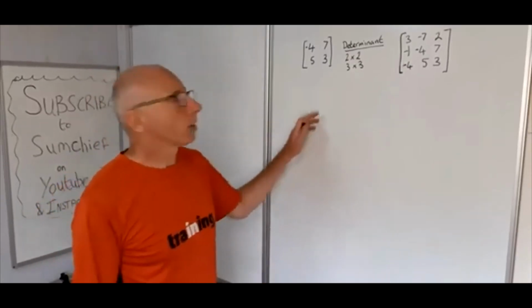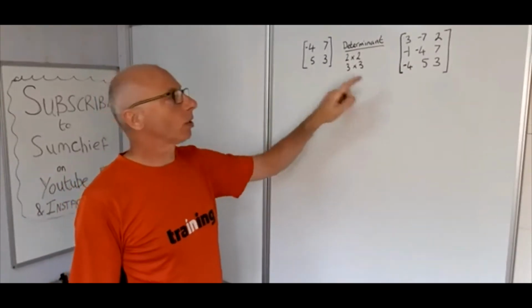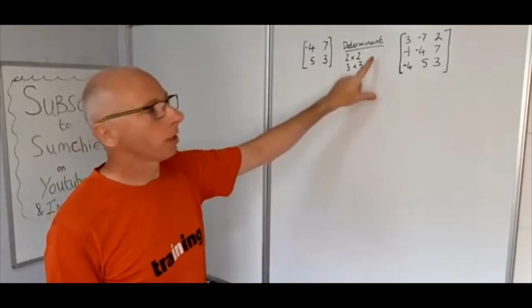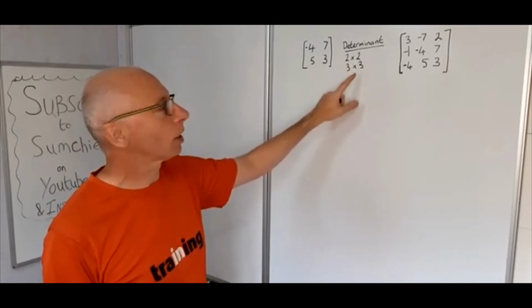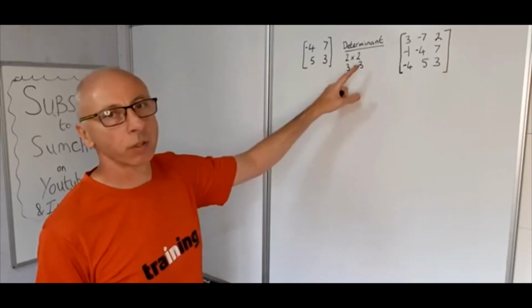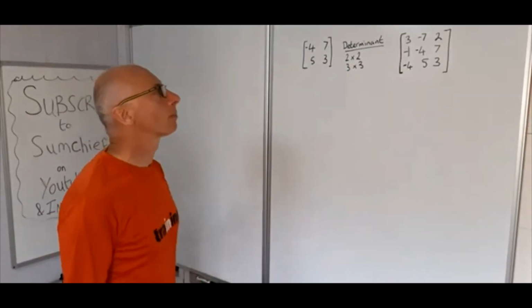So in this video we're going to find the determinant of these two matrices. This one a 2 by 2, this one a 3 by 3. And when finding the determinant of any matrix, it's always a square matrix, so a 2 by 2, 3 by 3, 4 by 4 and so on.